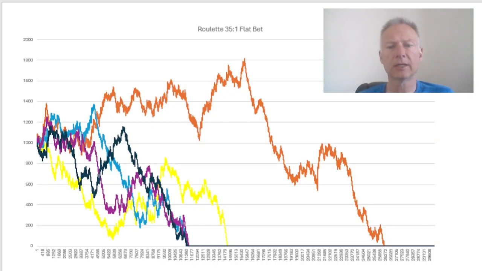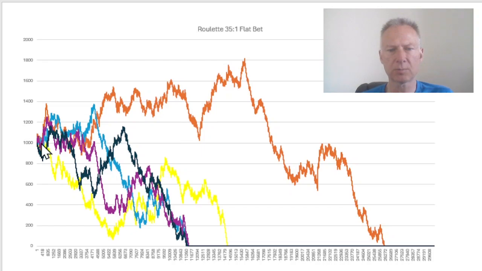Running the sim, we see these results. Again, these are just 5 representative sessions. You can see here that 1,000 is where these start. And you can see in each case here, the fluctuations are substantially higher than they were with the even money wager, like the red wager.